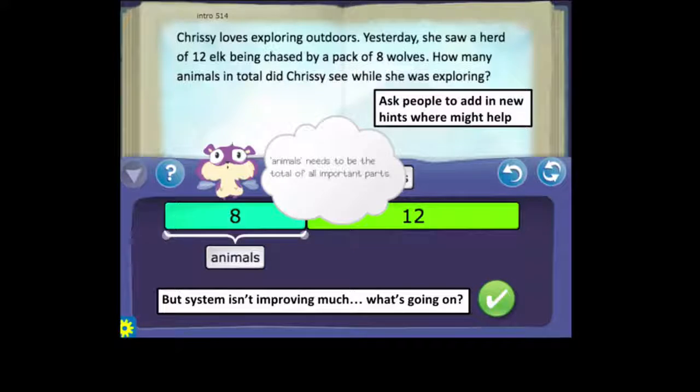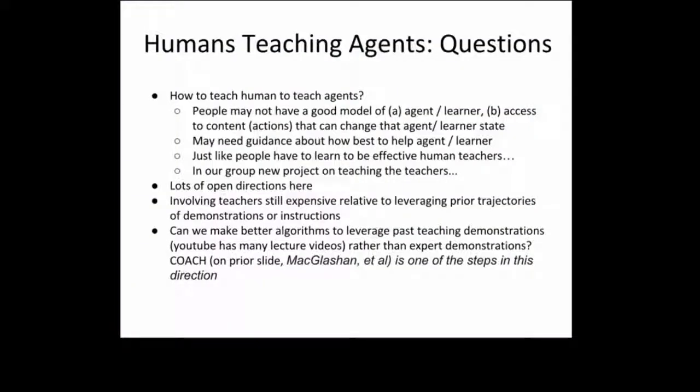Now, I'll just say one more thing about this. We started doing this experiment, and we tried to start having people in the loop make better hints, and it didn't do very much. So we tried another way of doing it, and it didn't do very much. We were having graduate students in education create these hints, like they were smart domain experts, and yet the additional actions they were adding to the system were not very effective. So I think what comes up in this case is, how do we actually teach humans to teach agents?